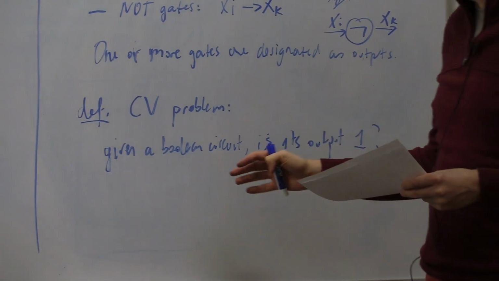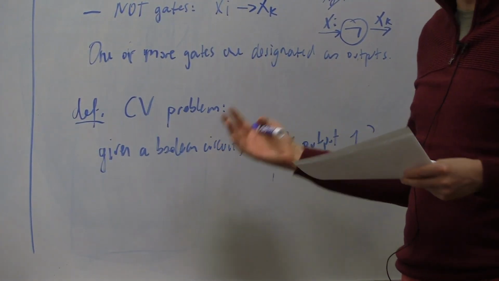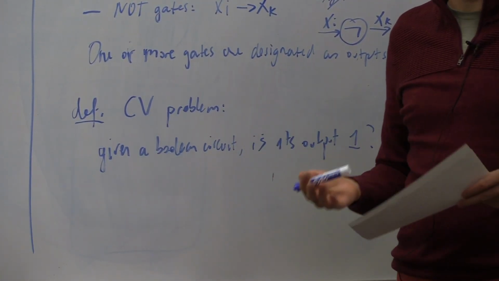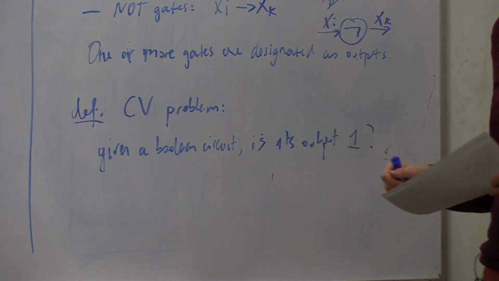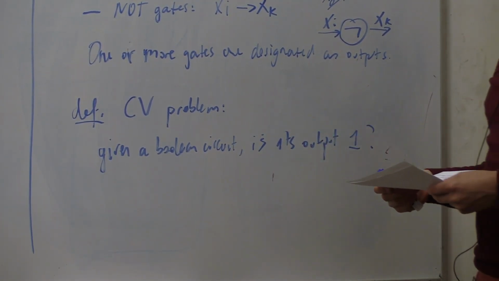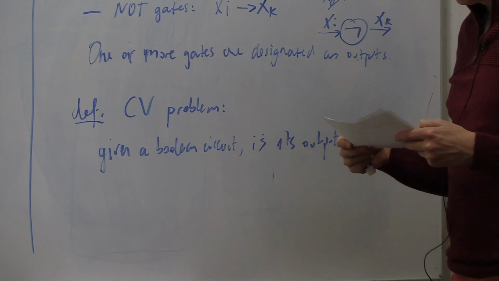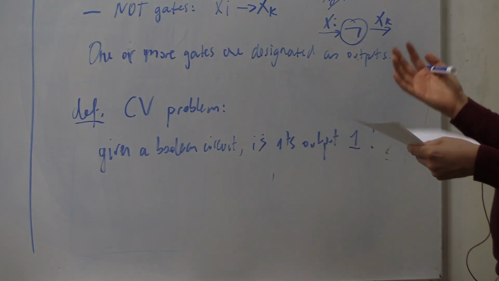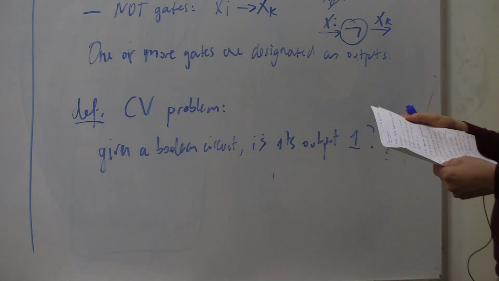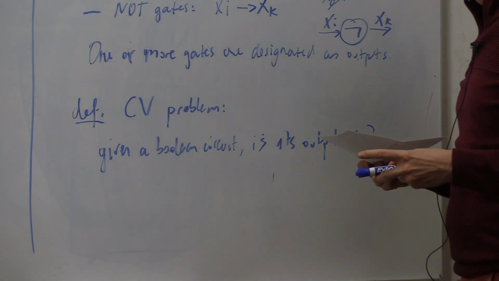And at some point, you look back at the output gate, and you see whether it is 1. If the answer is 1, then the answer to the circuit value problem is yes, and if it's not, the answer is no. Okay. So that's a pretty prosaic and mundane problem.